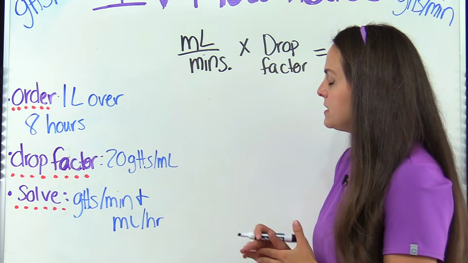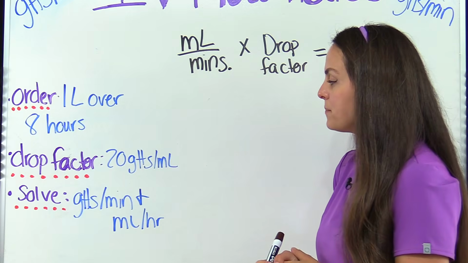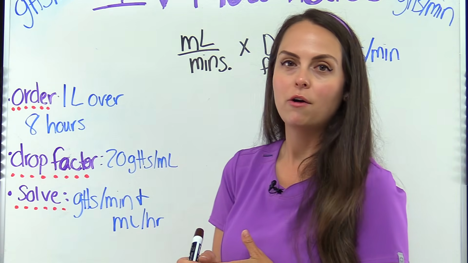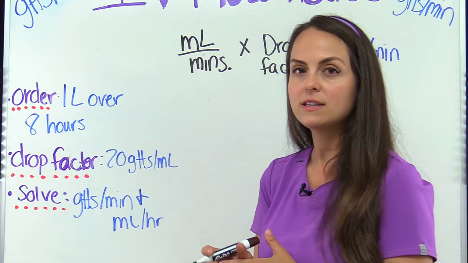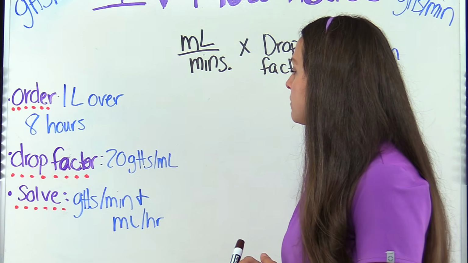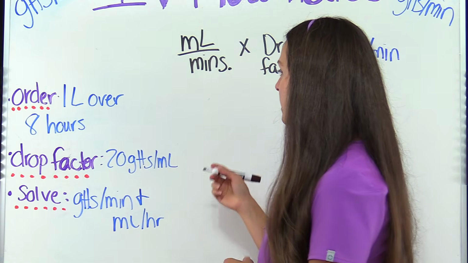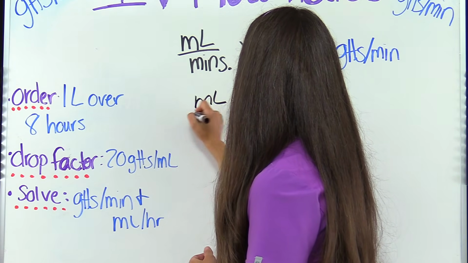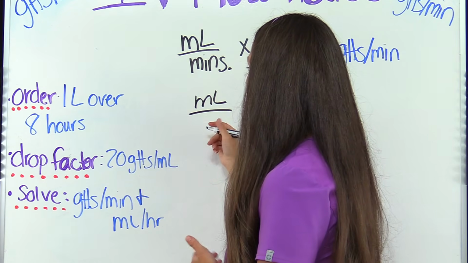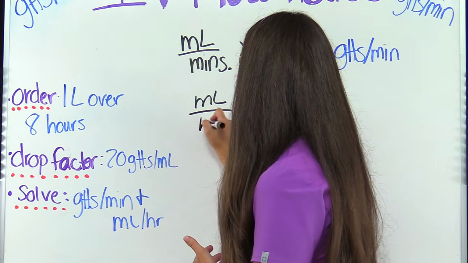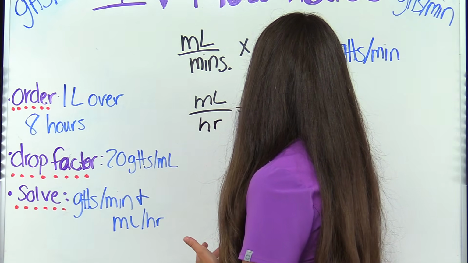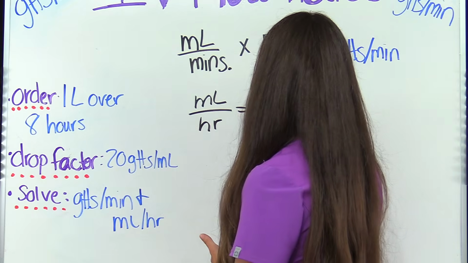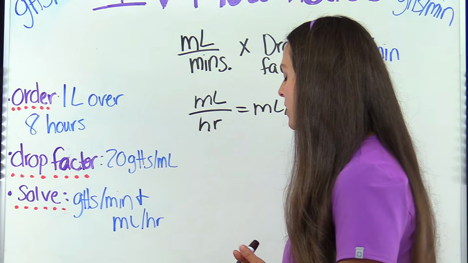So the first thing I want to do is solve for this hourly rate. And there's a formula you can use if you don't like dimensional analysis or the other methods to help you solve for this flow rate, for this hourly rate. And what it is, it's the volume to be given in milliliters divided by the time, the hours it's going to take. Super easy, and then you get milliliters per hour as your answer. So let's plug it in and show you how it works.